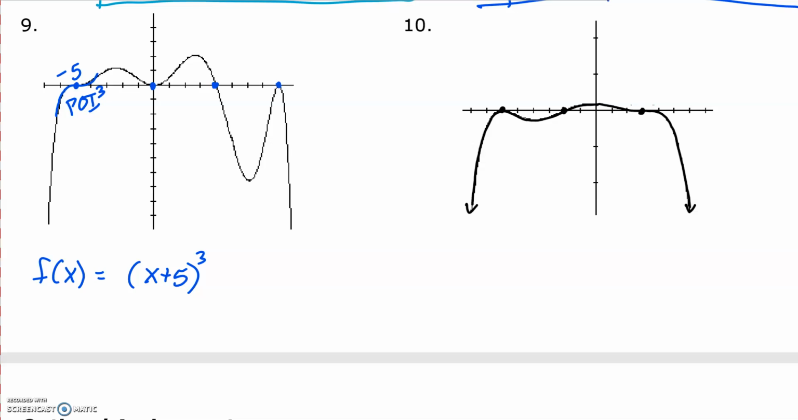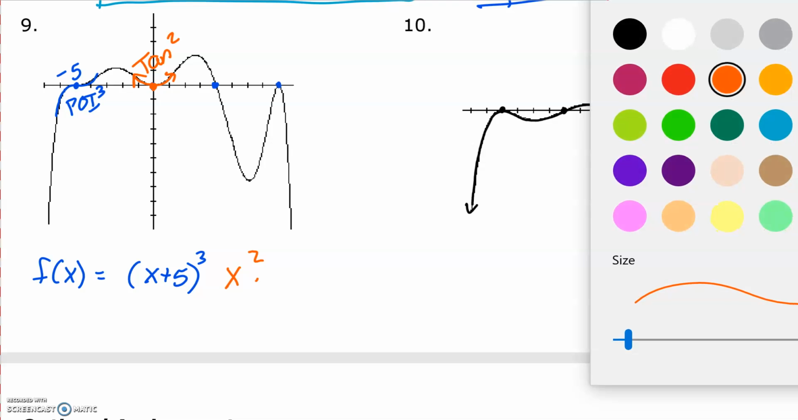Next term is at 0. Looking at this, it looks quadratic, which is going to be our tangent, which is squared. So I'm going to start off with x, and then there's not a value we need to write here, so it would just end up being x squared. You don't need parentheses.